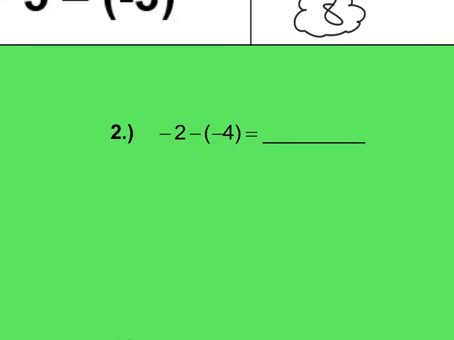Number 2. Again, over the top, I like to write KCC. And I only do this for subtraction problems. One mistake that people make is they start doing it to every problem. It is only for subtraction. Keep the -2. Change subtract to add. Change -4 to +4. And again, if you want to resort to 0 pairs, you can. We have 2 negatives and 4 positives. That's 2 0 pairs. And we're left over with 2 positives. So -2 minus -4 becomes -2 plus 4, which is +2.